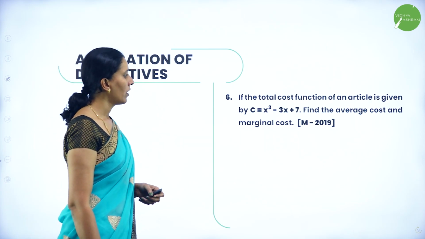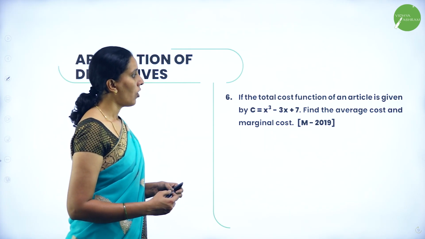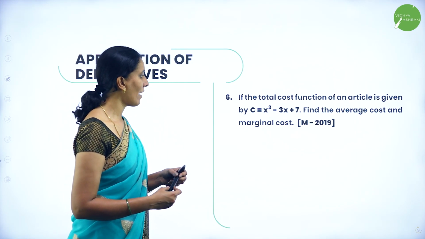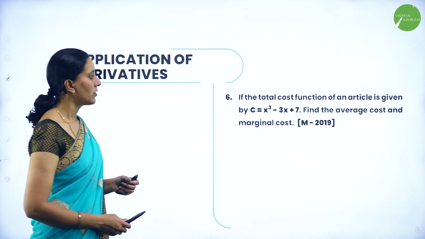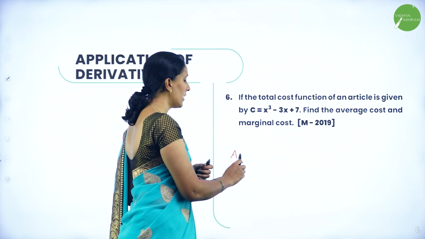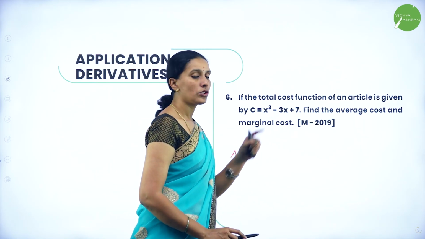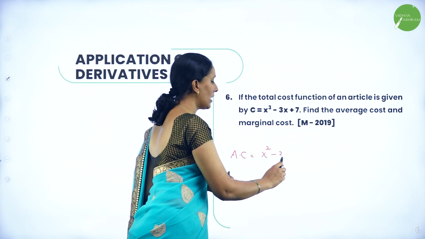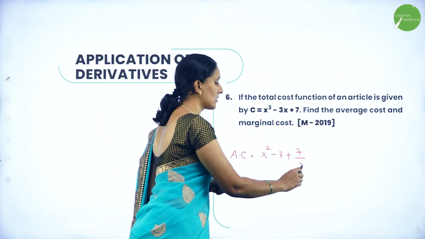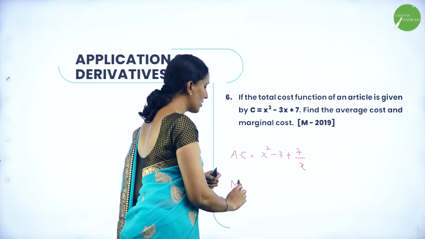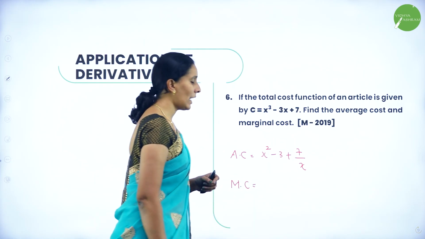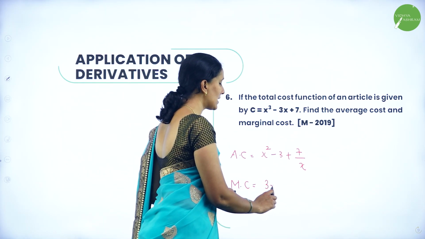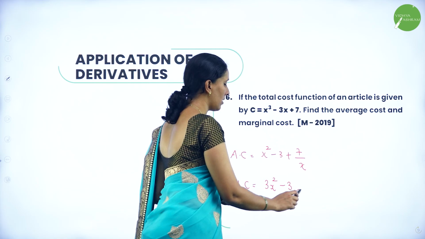Next question. If the total cost function of an article is given by x cube minus 3x plus 7, find the average cost and marginal cost. So the average cost function is nothing but the cost function divided by x. So therefore here we will get x square minus 3 plus 7 by x, and the marginal cost is the derivative of the total cost function. So when you differentiate it, you will get 3x square minus 3.